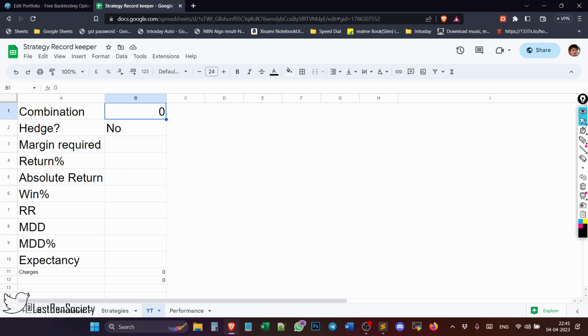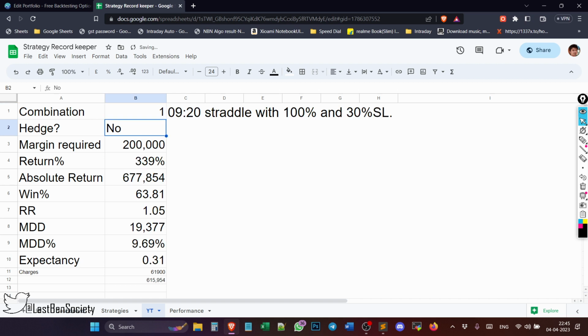Now let me show you with the first trade itself, just the 9:20 straddle with 100% and a 30% SL. 30% SL on Mondays. If you want, you can put this 30% trade on Fridays as well, but on Fridays those guts will not work. All right, so what is the margin required for this thing?